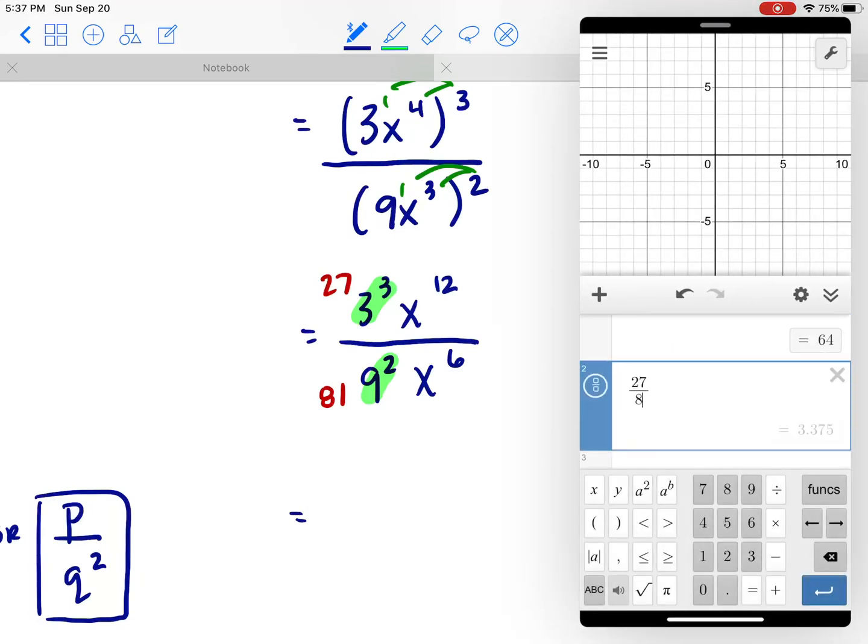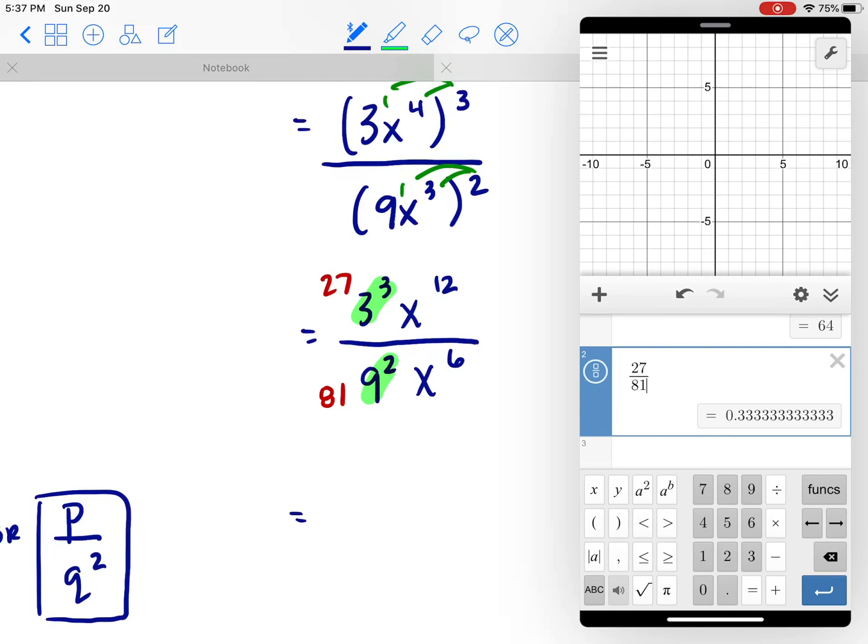If we try to divide 27 by 81, we get a decimal, and we definitely don't want to make decimal coefficients. That's just not proper. We just don't see that with polynomials. But we can have fraction coefficients. We just need to make sure our fractions are reduced. So 27 over 81 does reduce.